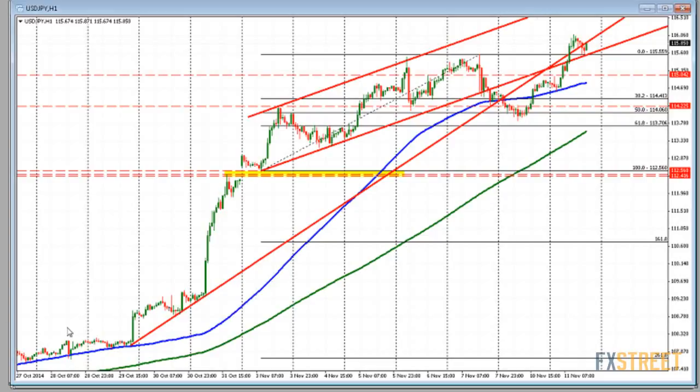After all, it's been almost a month since the last time we were below the 100-hour moving average. But as soon as the price moves back above that level, those sellers turned into buyers here. And so we found the buyers here. If you were smart, if you knew that level existed, that's 147 pips to the upside there.